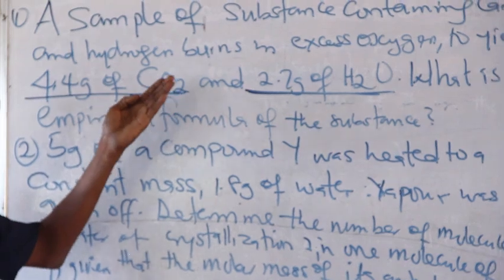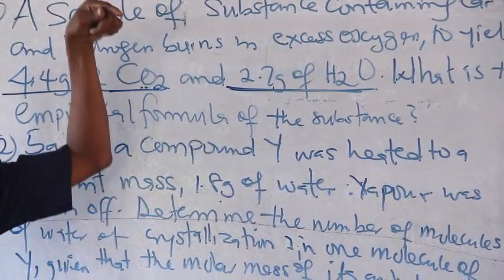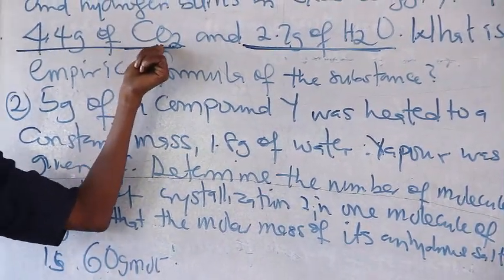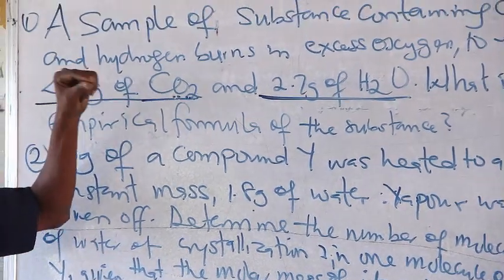Calculate the molar mass of carbon dioxide, then find the relative mass of carbon over the molar mass of CO2 times the 4.4 gram given to determine the mass of carbon.